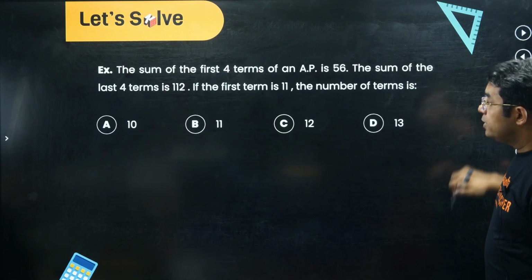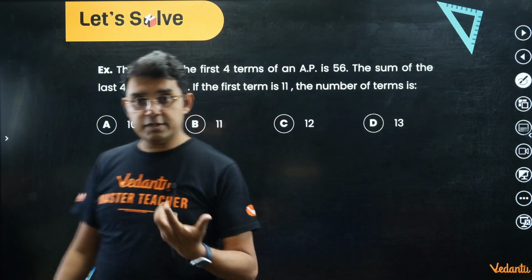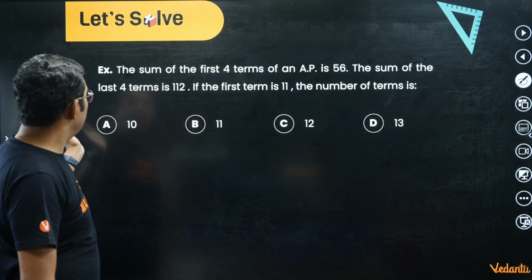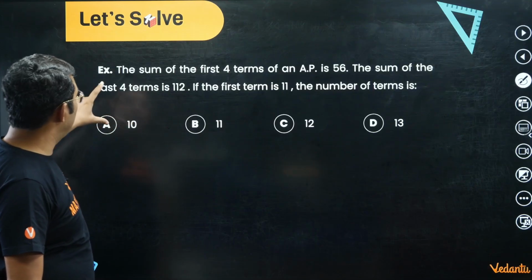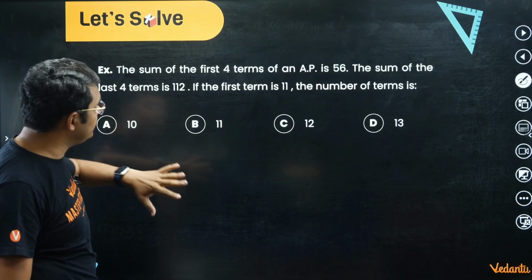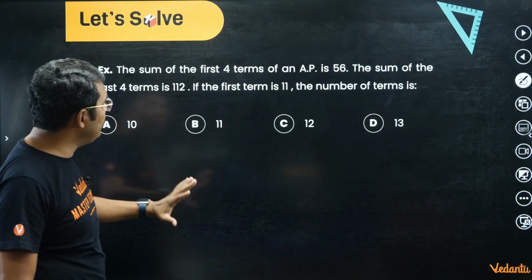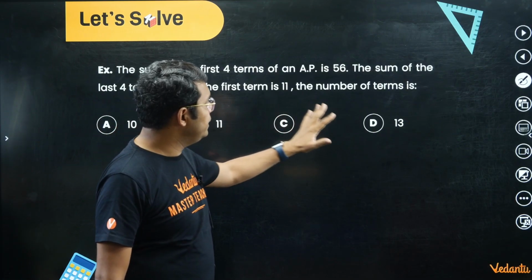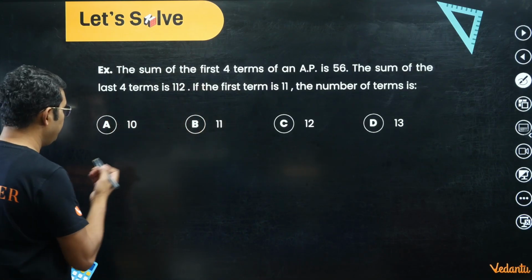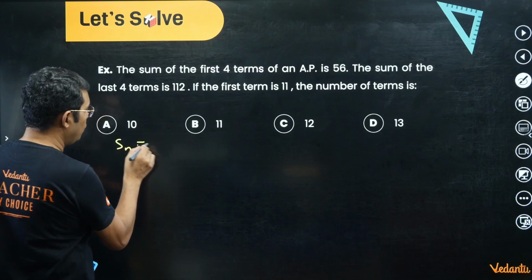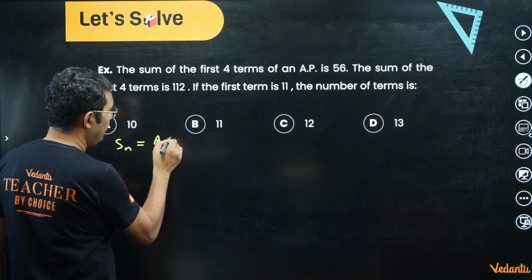Okay, now coming to next question, sum of first 4 terms again is 56, sum of last 4 terms is 112. Okay, sum of first 4 terms is 56, last 4 terms is 112, and first term is 11, the number of terms. I will tell you this question in 2 ways. First, my method of Sn. As you know, Sn has to be an square plus bn.